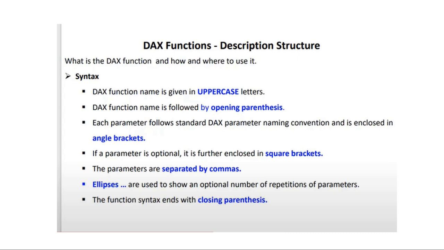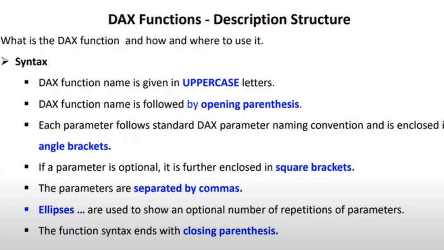Understand this. The parameters are separated by commas. Ellipses are used to show an optional number of repetitions of parameters. The function syntax ends with a closing parenthesis. So a DAX function will always be in uppercase, with an opening parenthesis, optional parameters in square brackets, separated by commas, and the must-have values in angle brackets.